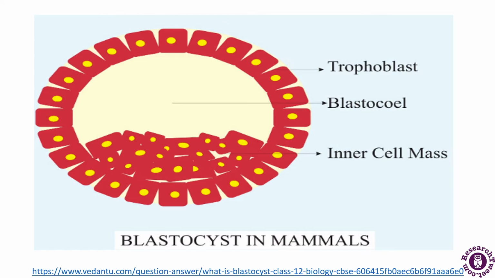The next is the diagram showing how the blastocyst looks. There is an outermost layer which forms the placenta and other supportive tissue necessary for the development of the fetus, and the inner mass gives rise to the body tissues. The embryonic stem cells isolated from the inner mass are used in tissue replacement after injury and in regenerative medicine as well. So this is how a blastocyst looks in mammals.